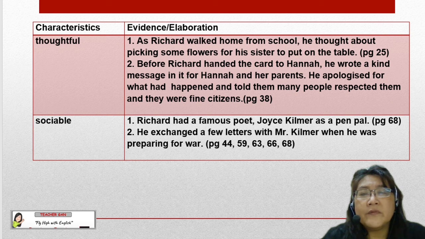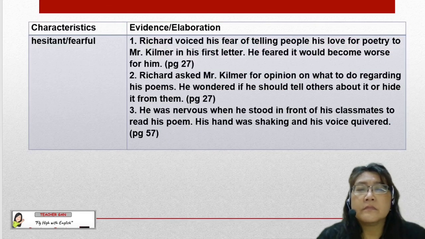Richard is also sociable. Evidence: the first one is Richard had a famous poet, Joyce Kilmer, as a pen pal. Number 2, he exchanged a few letters with Mr. Kilmer when he was preparing for the war.